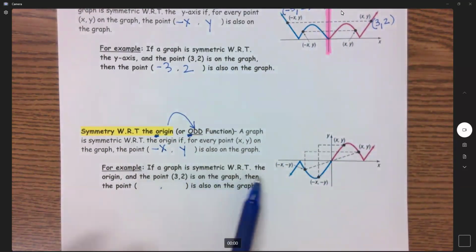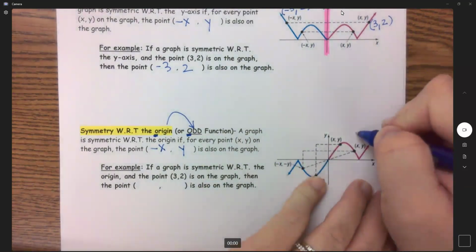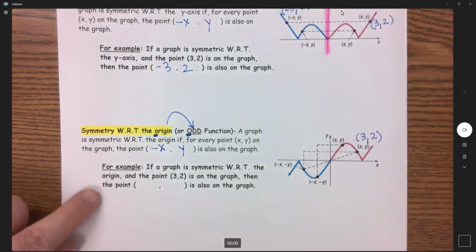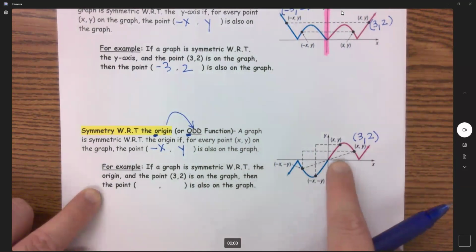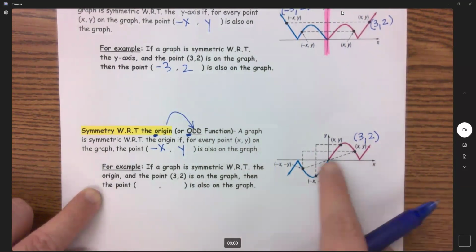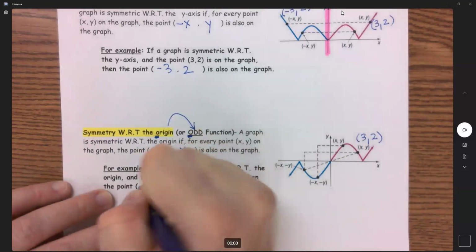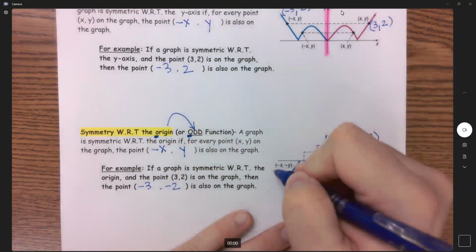So if a graph is symmetric with respect to the origin, the point 3, 2 is on the graph. So we'll call this point again 3, 2. Then what point would also be on the graph? Well, now, instead of positive 3, we're going negative 3. Instead of going up 2, we're going down 2. We've got negative 3, negative 2 over here.